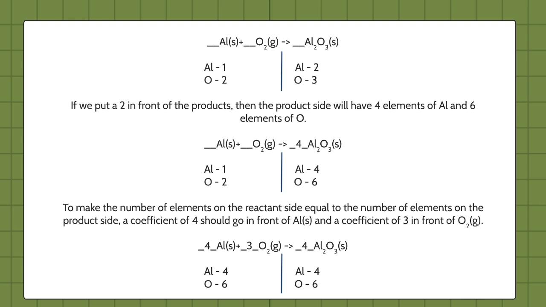Notice that if you put a 2 in front of the products, then the product side will have 4 atoms of aluminum and 6 atoms of oxygen. To make the number of atoms on the reactant side equal to the number on the product side, a coefficient of 4 should go in front of Al, and a coefficient of 3 should go in front of diatomic oxygen gas. Doing this will mean that on each side of the equation there are 4 atoms of aluminum and 6 atoms of oxygen.